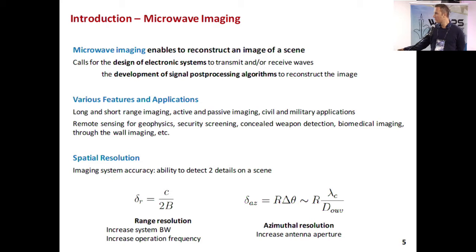You also have an azimuthal resolution, where R here is the distance from the radar to the target. This is the operating frequency, and the resolution is inversely proportional to the electrical aperture of your system. So if you want to have a better resolution in azimuth, you need to increase the aperture of your antenna.